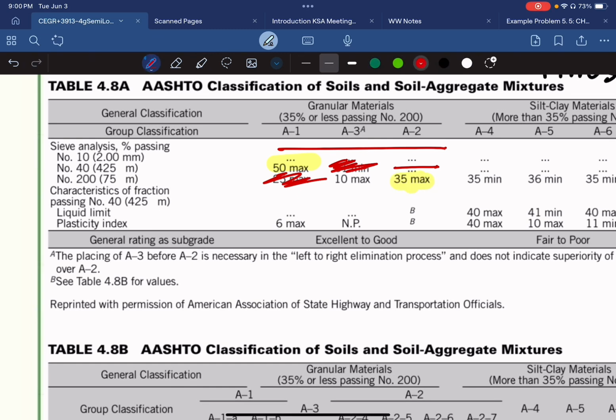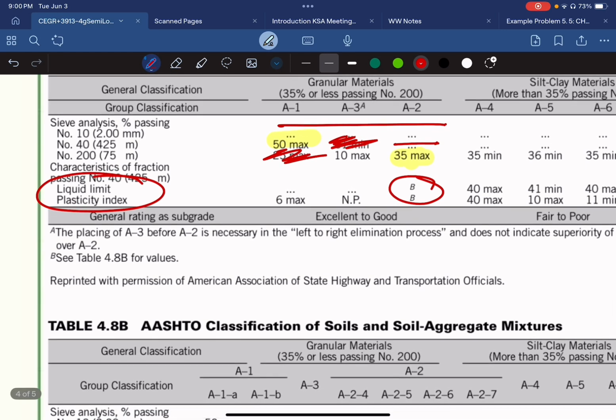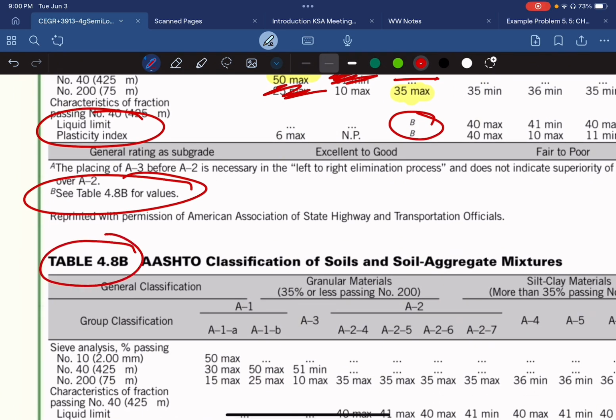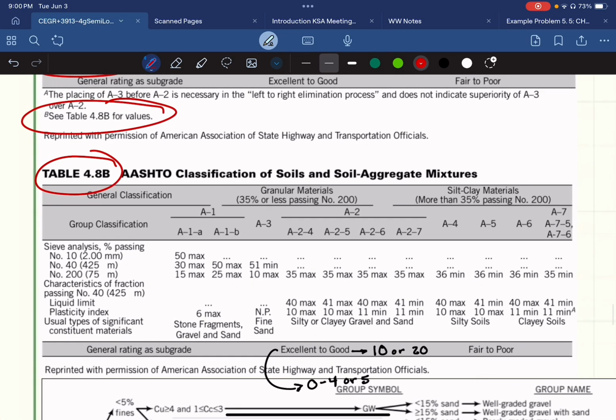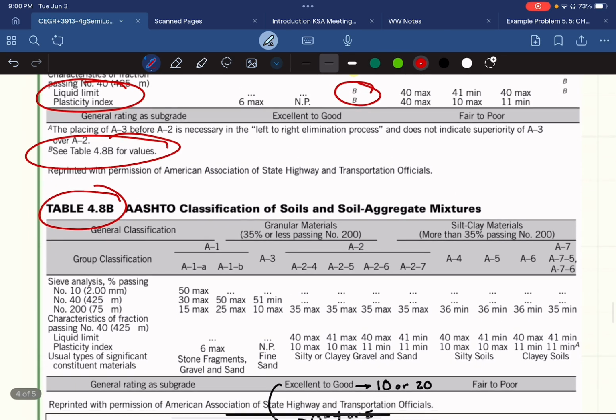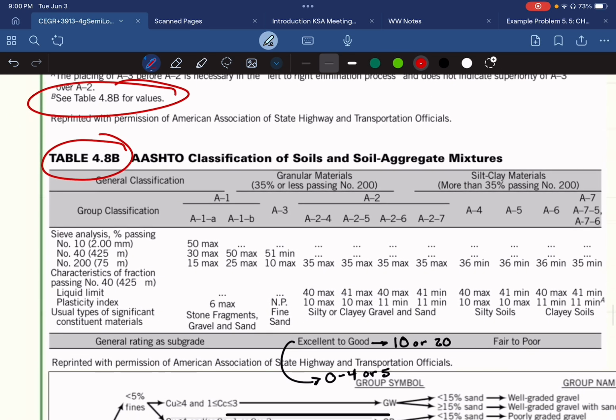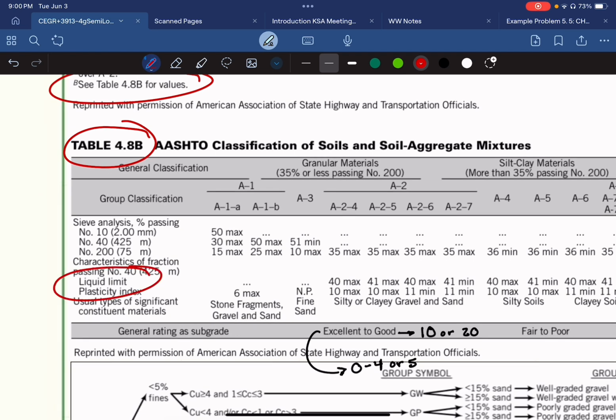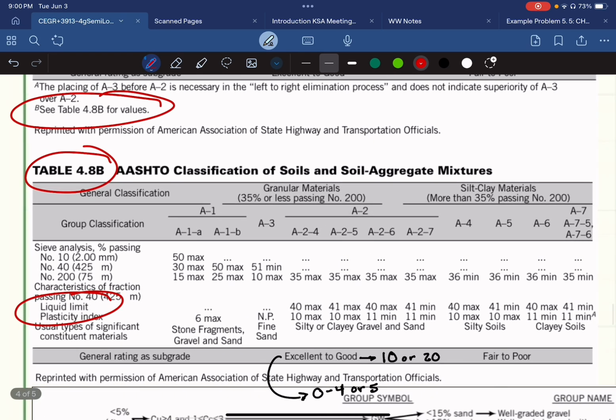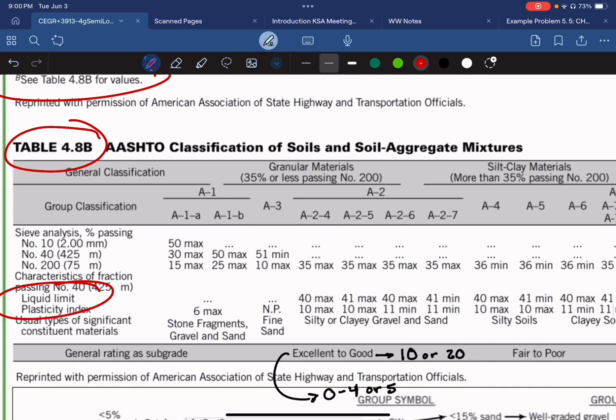And we get down here and it says to go to the liquid limit and plasticity index, and it has a bunch of B's right here. So what you're going to refer to is table 4.8b, AASHTO classification of soils and soil aggregate mixtures. You're going to go to this part B. So instead of doing the entire process again, you're going to skip right down to the liquid limit and plasticity index.